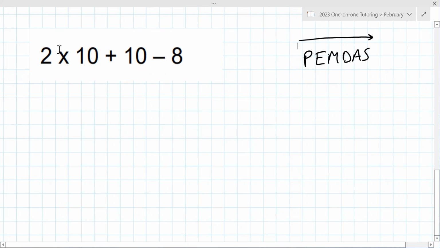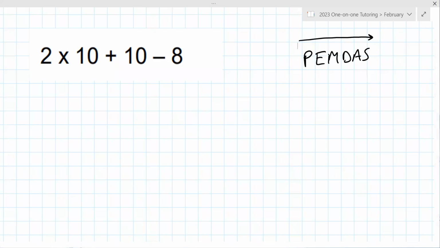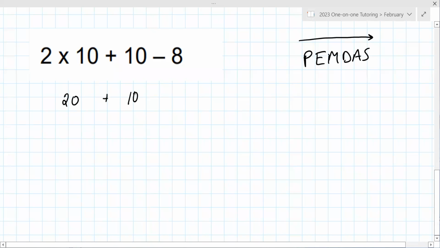So in this problem here, what will you do first? The multiplication, addition, or the subtraction? Multiplication. You do PEMDAS, that's parentheses. There's no parentheses, so we do, what's the E? Exponents, there's no exponents. All right, so it's multiplication. Okay, so what two numbers are you going to multiply here? 2 times 10. Okay, so that's 20. Bring the other stuff down.